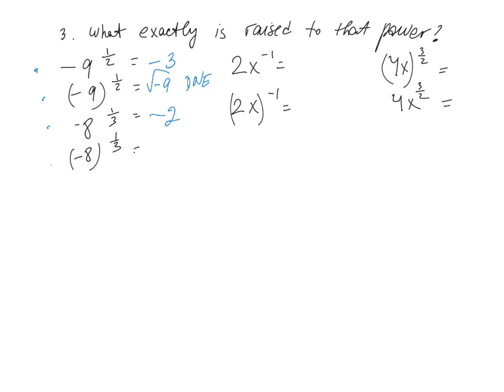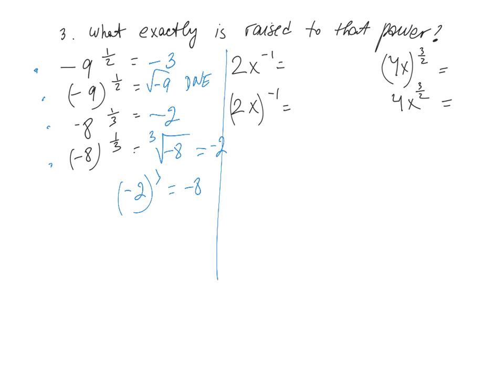Next problem, -8 is raised to 1/3 power. This is a cube root of -8, which is okay because it's an odd degree exponent, so it's really -2. Why? Because -2 raised to the 3rd power is -8, so that works. Okay, so these questions look very similar, but you need to distinguish these little differences.